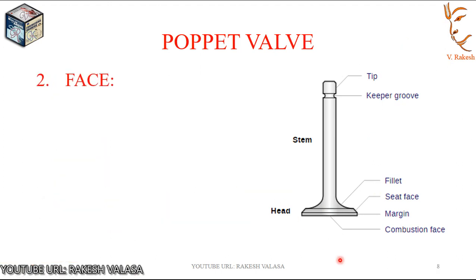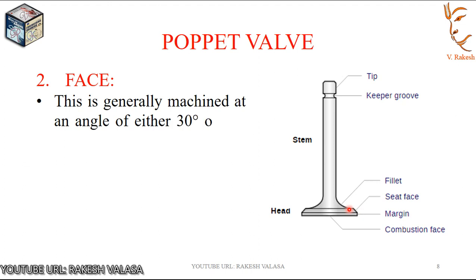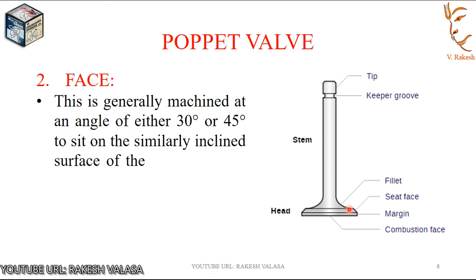Next part is face. See here, this slant part is called face. It is a circular and angular seating surface machined on the valve head. This is generally machined at an angle of either 30 degrees or 45 degrees to sit on the similarly inclined surface of the valve seat and makes a tight joint.